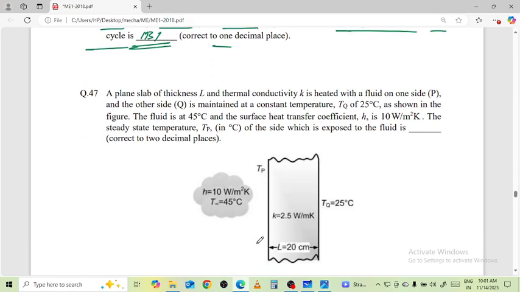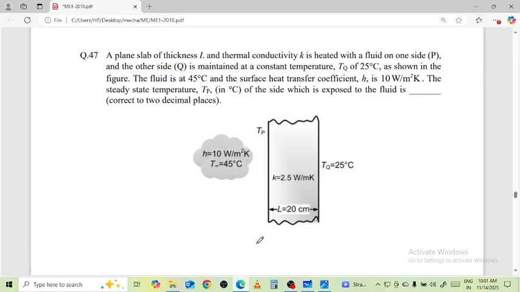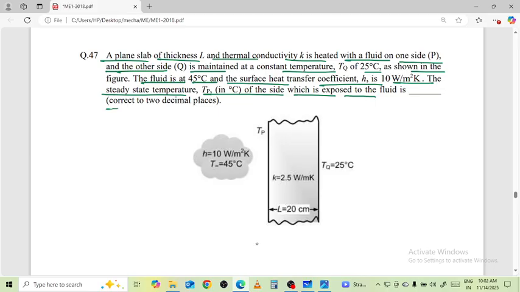चलिए क्वेश्चन में मूव अलोंग करते हैं। 47 नंबर। A plane slab of thickness L and thermal conductivity K is heated by a fluid on one side P, and the other side Q is maintained at constant temperature 25 degrees Celsius. In the figure, fluid is at 45 degrees Celsius. Surface heat transfer coefficient 10 watt per meter square Kelvin. The steady state temperature Tp of the side exposed to the fluid, to 2 decimals, is to be found.